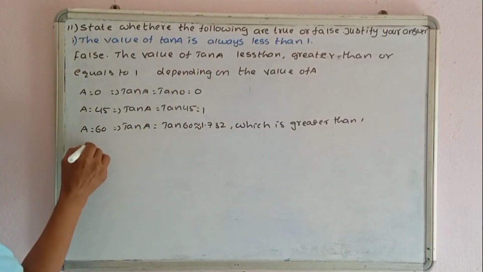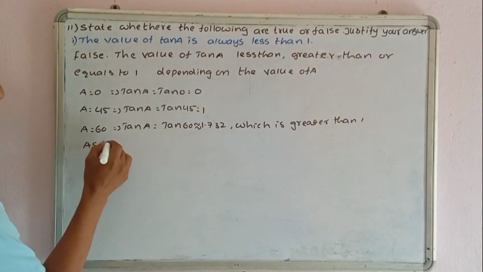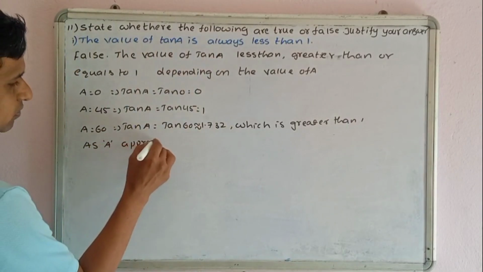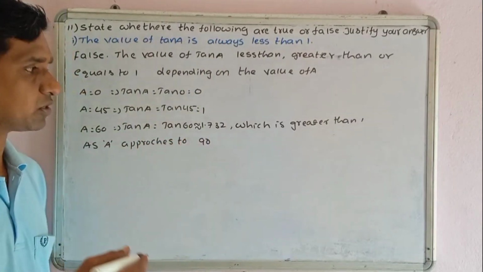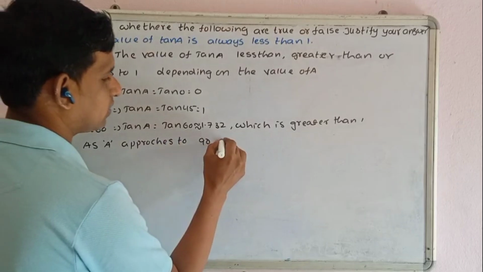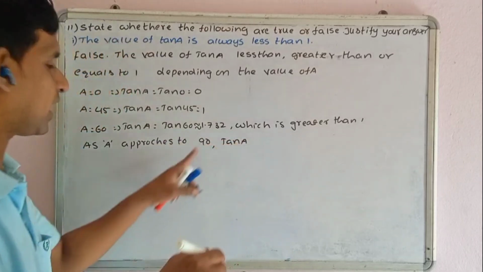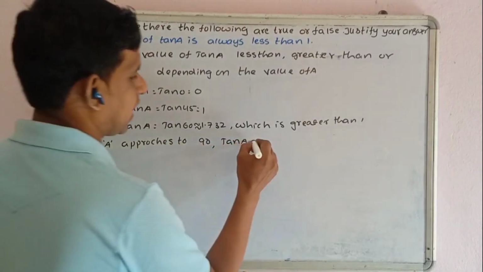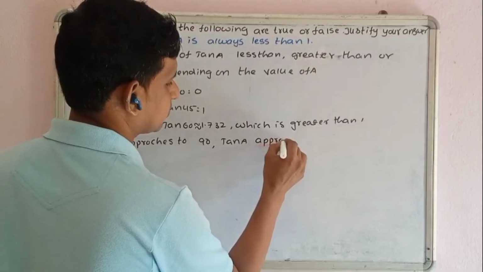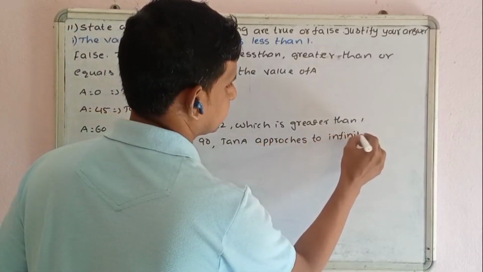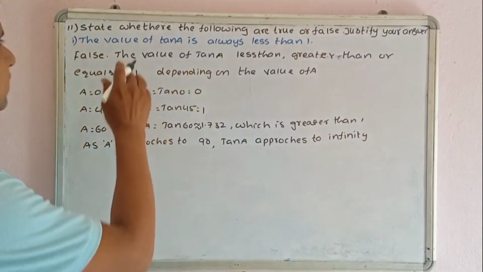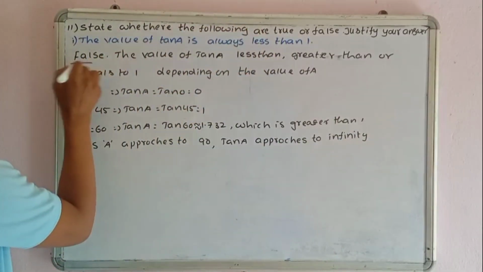As the angle A approaches 90, what is the tan A value? Infinity. Tan A approaches infinity. So that's why the statement that the value of tan A is always less than 1 is false.